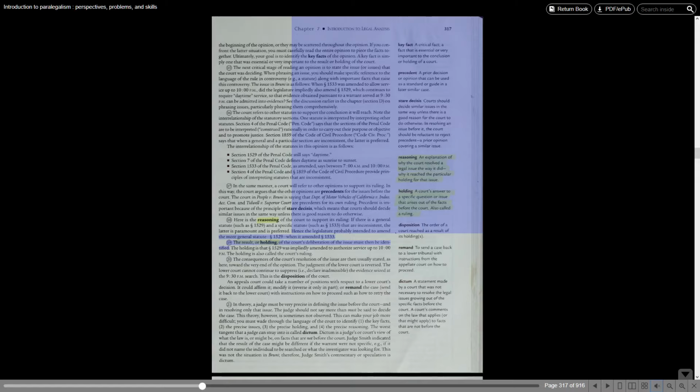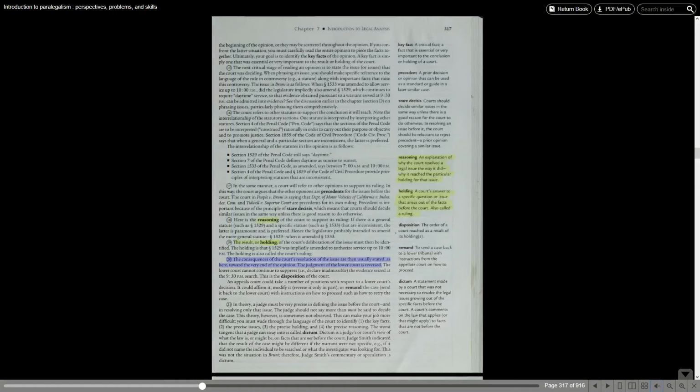The result, or holding, of the court's deliberation of the issue must then be identified. The holding is that 1529 was implicitly amended to authorize service up to 10:00 p.m. The holding is also called the court's ruling.